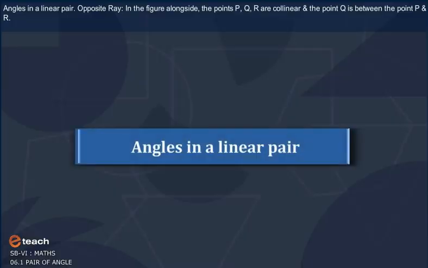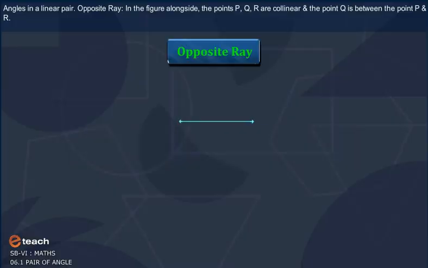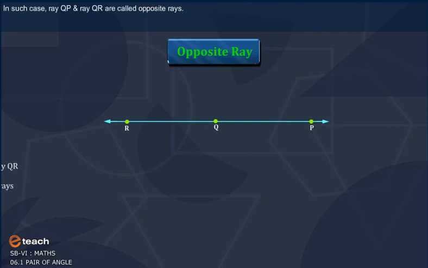Angles in a linear pair. Opposite rays. In the figure alongside, the points P, Q, R are collinear, and the point Q is between the points P and R. In such a case, ray QP and ray QR are called opposite rays.